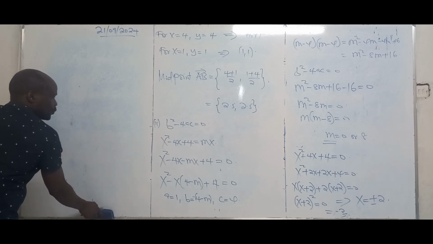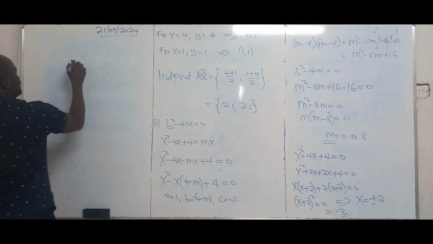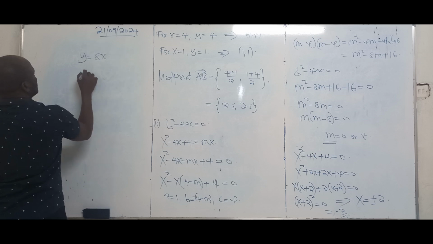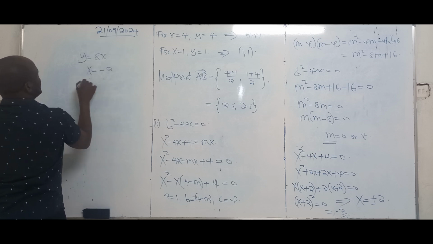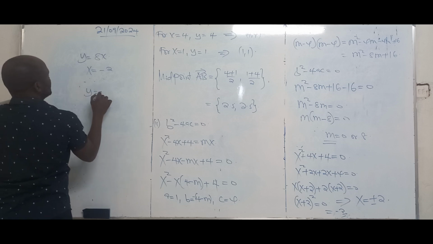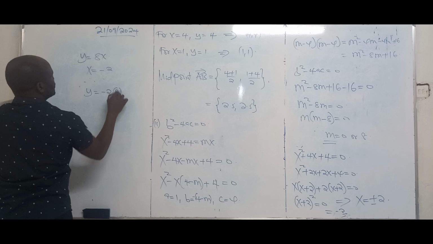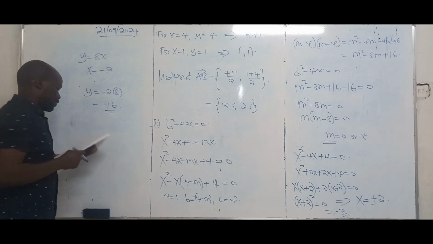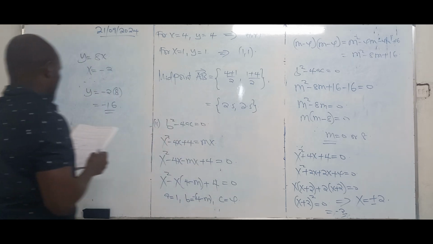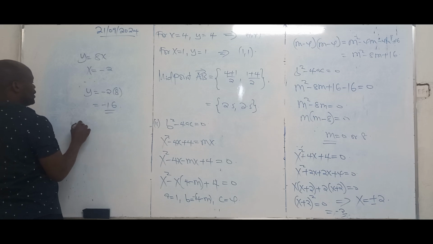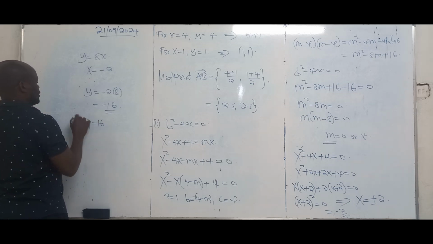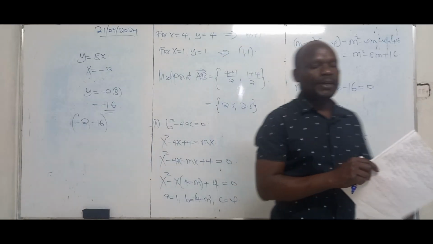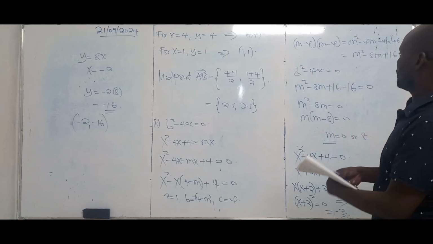If x is minus 2, then what is y? y we were given to be 8x and x is minus 2. Therefore, y will be minus 2 times 8, which is minus 16. So the coordinates are minus 2, minus 16. That's the point of intersection where the line cuts the curve. So that's the solution.